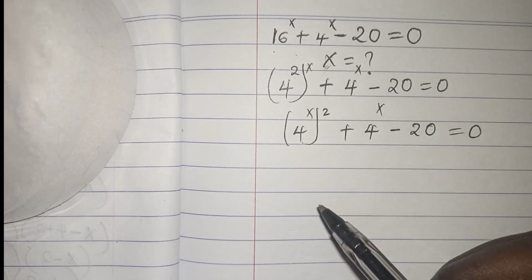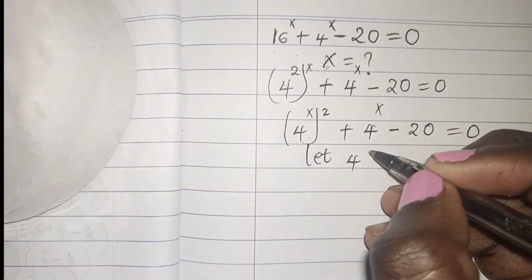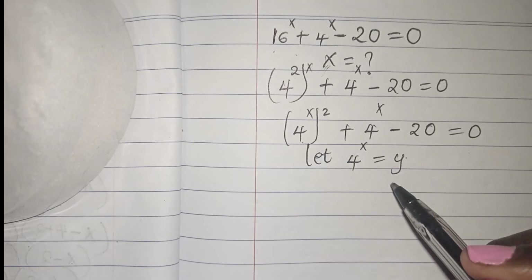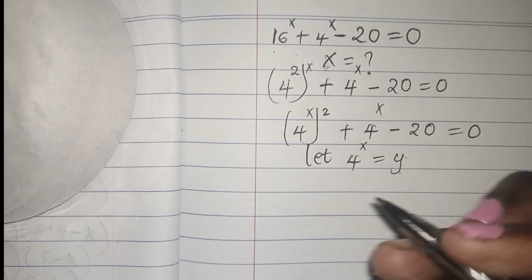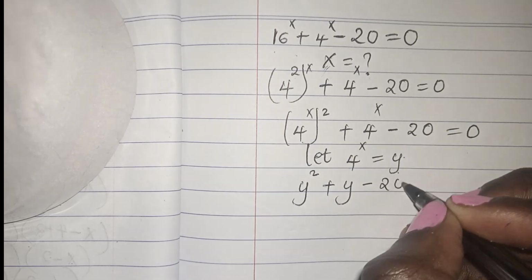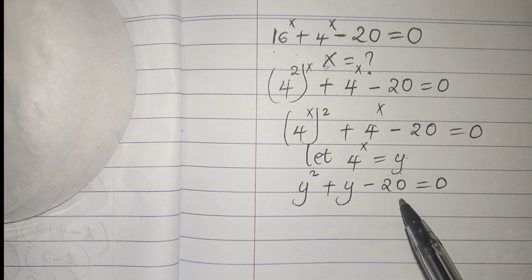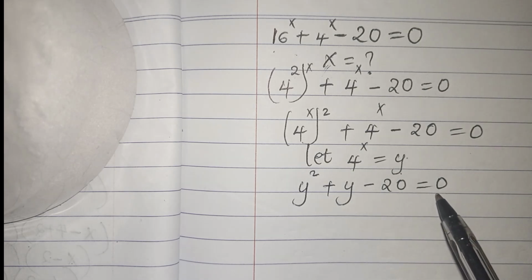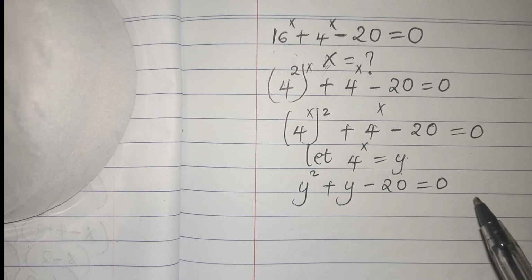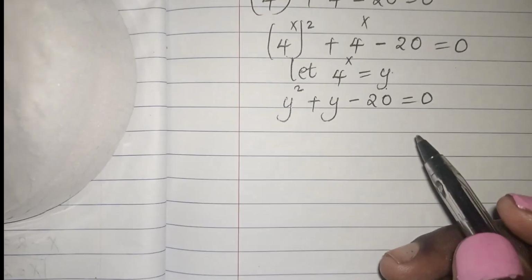We shall then use substitution method here by saying let 4 to the power of x is equals to y. So where there is 4 to the power of x, we are substituting it with y. So this will be y squared plus y minus 20 is equals to 0. So we formed a quadratic equation. So this quadratic equation, you can solve it using the quadratic formula, factorization method, and completing square method. So let us solve it using completing square method for today.